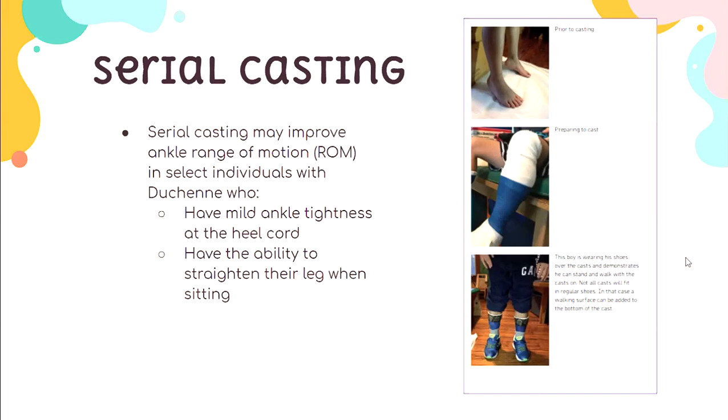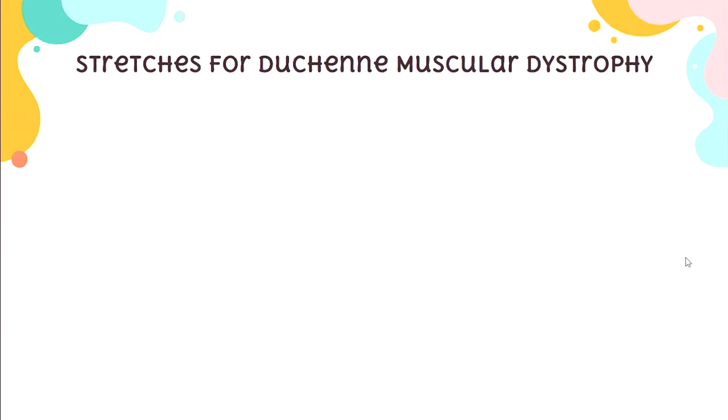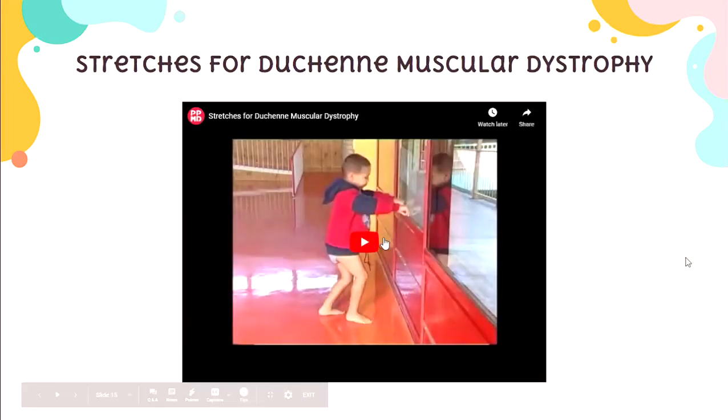Serial casting is an intervention to gradually and progressively improve the ankle range of motion. It is a non-invasive approach to reduce the muscle tightness and limited range of motion of a joint to improve the patient's function. Serial casting can provide benefits such as increased flexibility, improved ROM, increased tolerance to manual stretching, and improved fit of splints or braces. Next slide. Now we'll be showing a video.